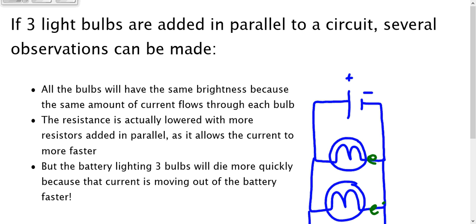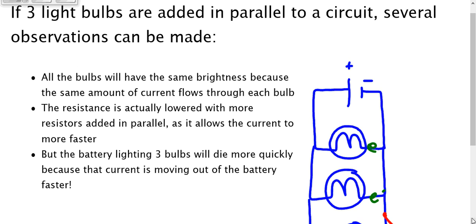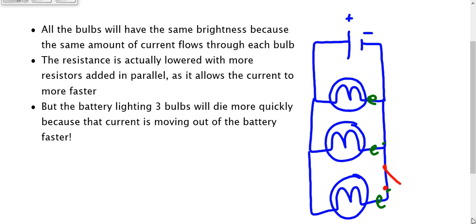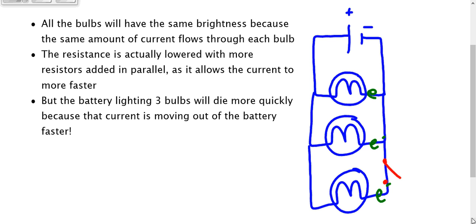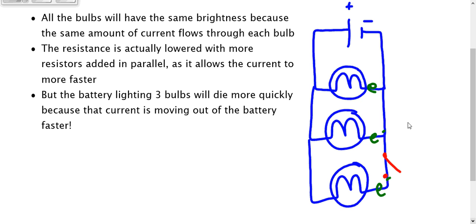So if 3 overhead bulbs are added in parallel to a circuit, several observations can be made. All the bulbs will have the same brightness because the same amount of current flows through each bulb. The resistance is actually lowered with more resistors added in parallel because it allows the current to move faster. But the battery lighting the 3 bulbs will die more quickly because the current is moving out of that battery faster. So again, here's my battery or my cell up here.